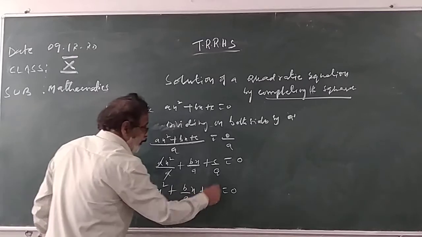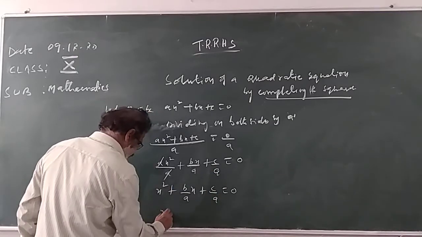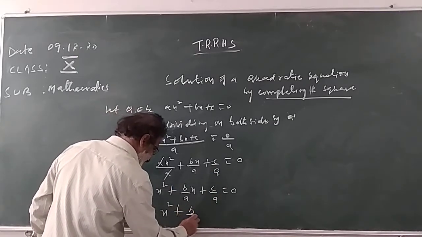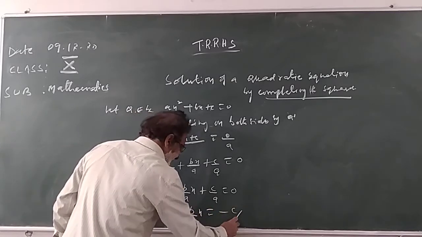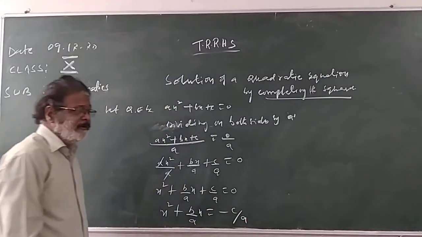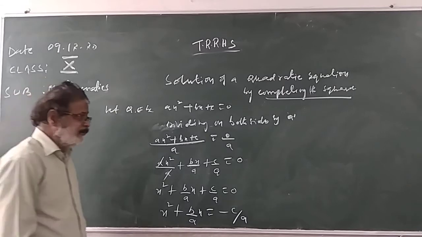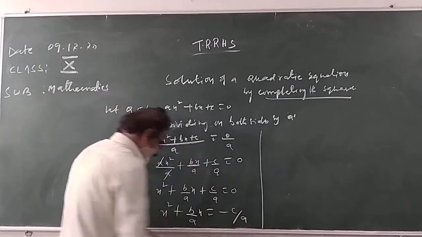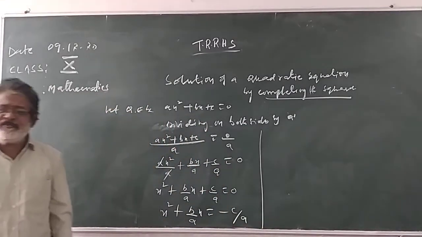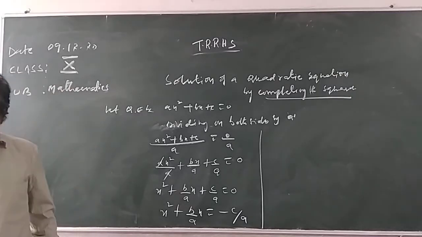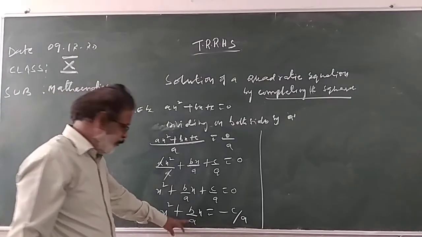Now send c by a to the right side. x square plus b by a x plus c by a, send to the right side. It becomes minus c by a. Now, is the left side a perfect square or not? A perfect square will be in the form of a square plus 2ab plus b square, or a square minus 2ab plus b square. The middle term is 2ab here.